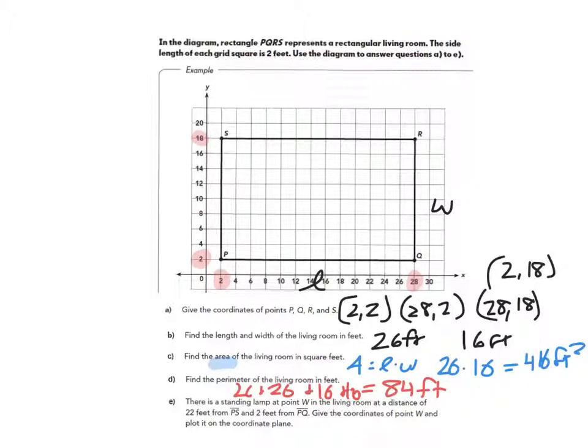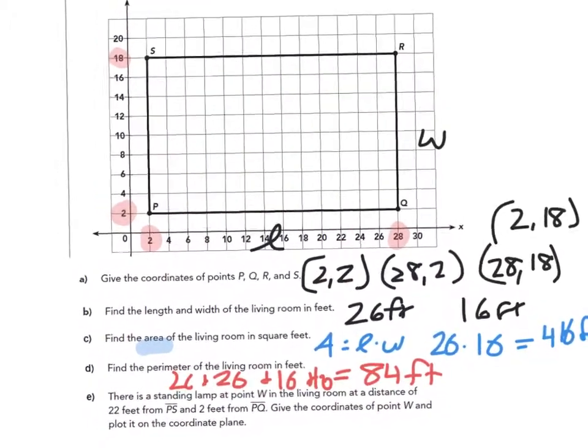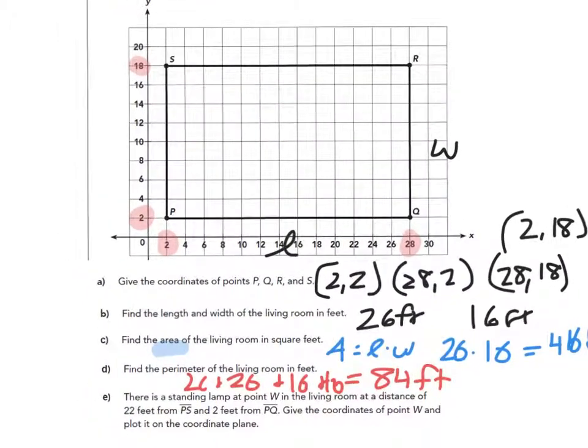This last one's kind of an important one. You're going to see a lot of these when we do them. There's a lamp, and they're talking about the distance of this lamp. So they say that the lamp is at point W, and that it's 22 feet away from PS. So if this is PS, I know it's got to be 22 feet away. So if I count 2, 4, 6, 8, 10, 12, 14, 16, 18, 20, 22, I know that it's got to be somewhere on here. I don't know exactly where, but I know it's somewhere on there.